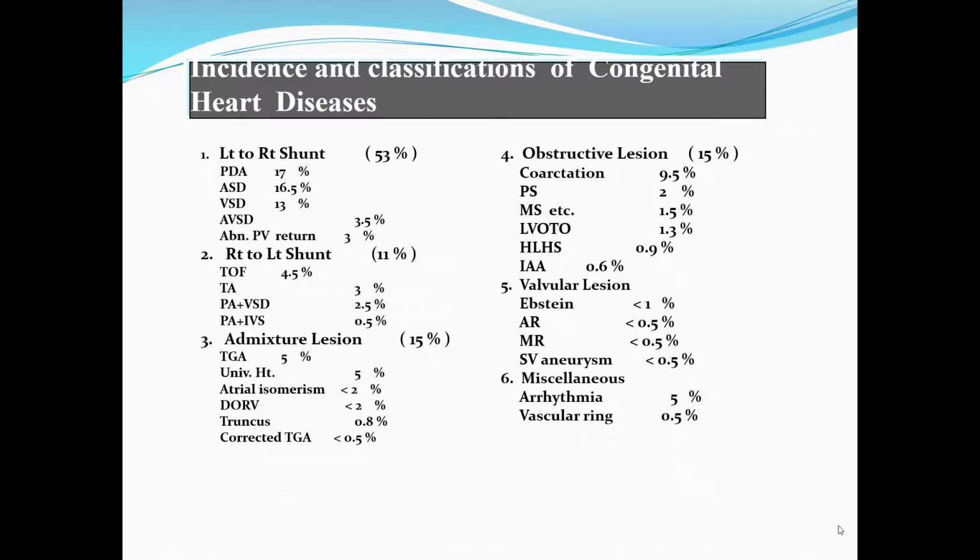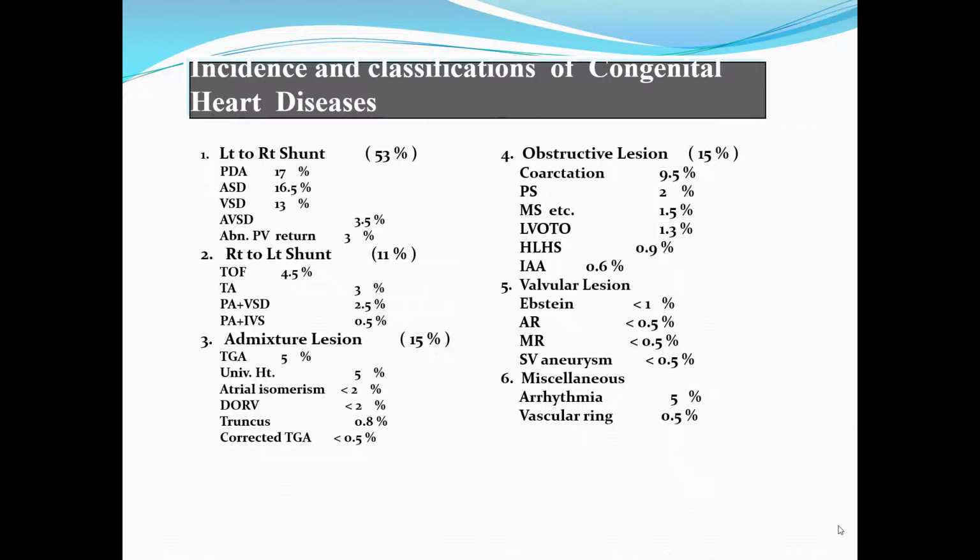We can divide into lesions that lead to left to right shunt. And by the way, whenever there is left side to right side shunt, those babies are usually pink babies until later on in an advanced stage, which may get, for example, Eisenmenger syndrome, and the situation may reverse. The left side contains oxygenated blood. When there is left to right shunt, they are pink babies. For example, PDA, ASD, VSD, atrioventricular septal defect, and abnormal pulmonary venous return.